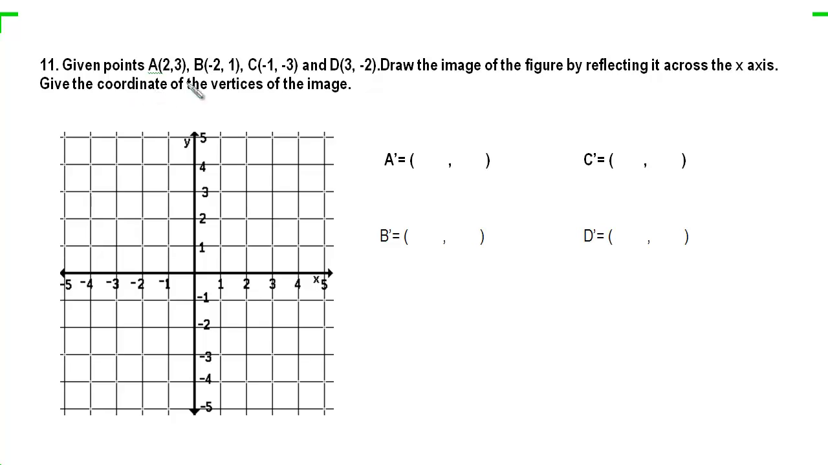This one asks me to draw the figure. I have A, which is 2, 3, so I'll plot and label. B, which is -2, 1. C, which is -1, -3. And D, which is 3, -2. So here's my figure.